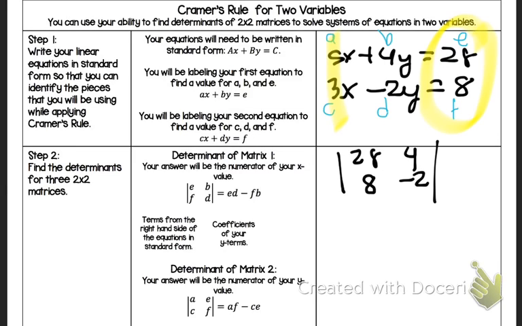Okay, to find the y, you're going to just do the opposite. You're going to replace the y's with 28 and 8. Okay, so first we're going to find the determinant of this. So 28 times negative 2 is negative 56, minus 8 times 3 is 32. Negative 56 minus 32 is negative 88. Okay, so just remember that.